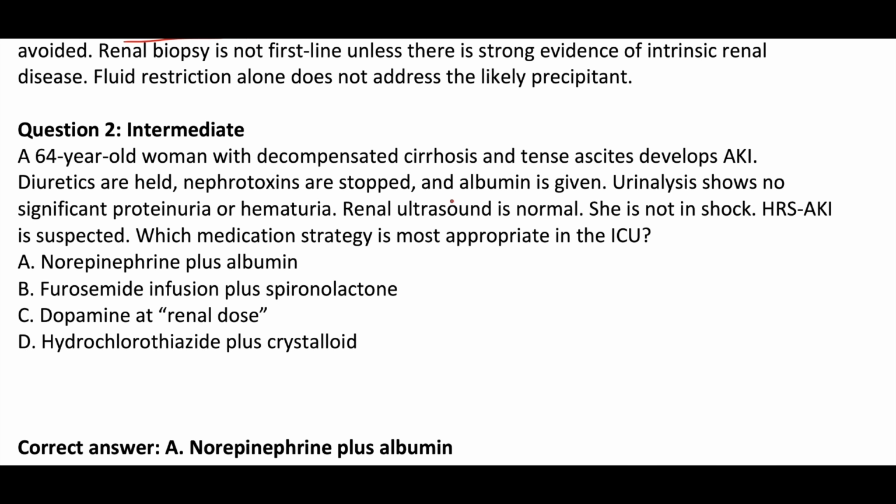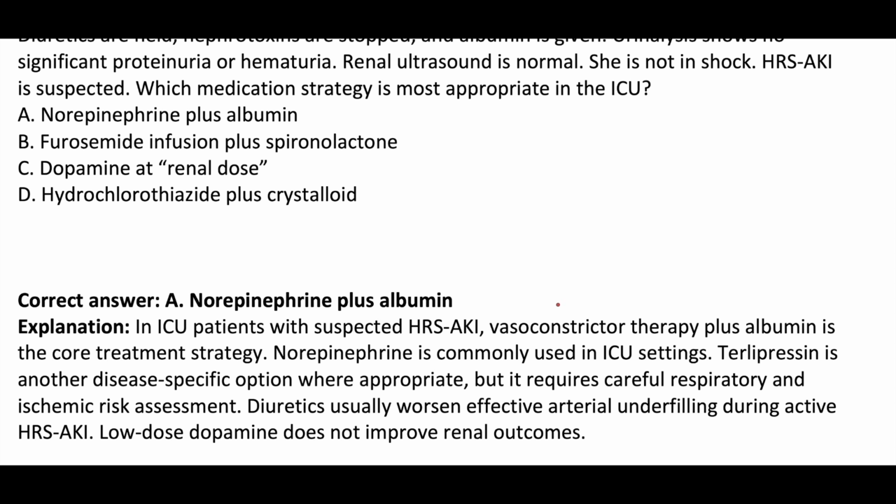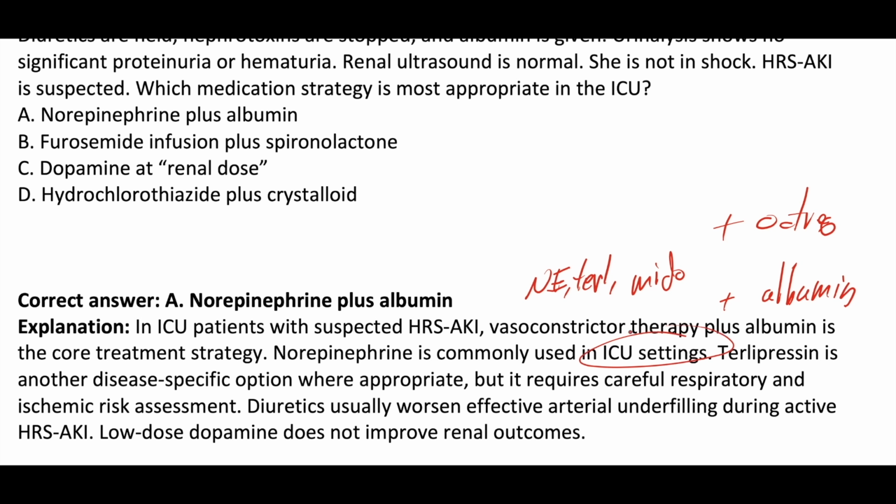The correct answer is A, norepinephrine and albumin. So this patient has suspected HRS-AKI. You need vasoconstrictor therapy. This could be norepinephrine. This could be terlipressin in certain patients. This could be midodrine plus albumin. And often we add octreotide to that bundle as well. Norepinephrine is commonly used in ICU settings because it's easier to titrate and push that blood pressure.